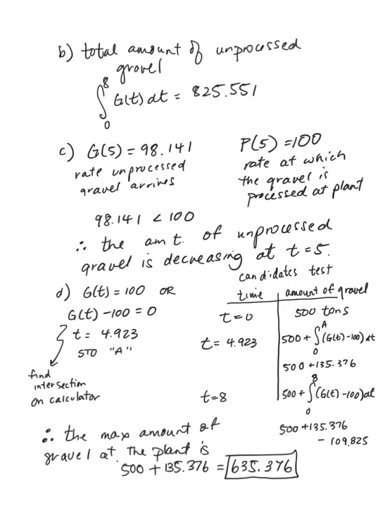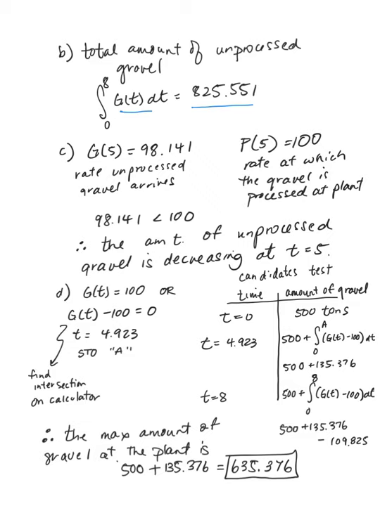Part B asks for the total amount of unprocessed gravel that arrives in the hours of operation, which are from 0 to 8. So again, we're just integrating, and if you've already graphed this in your calculator, you're just going to find the area underneath the curve G of T, and that's 825.551.